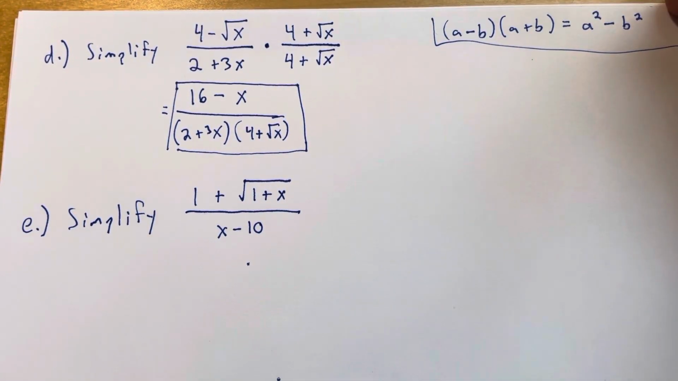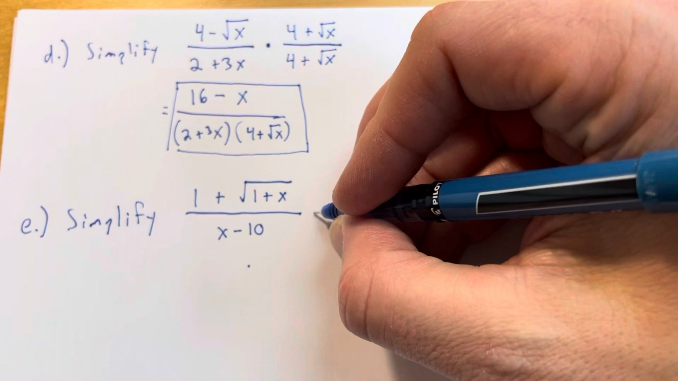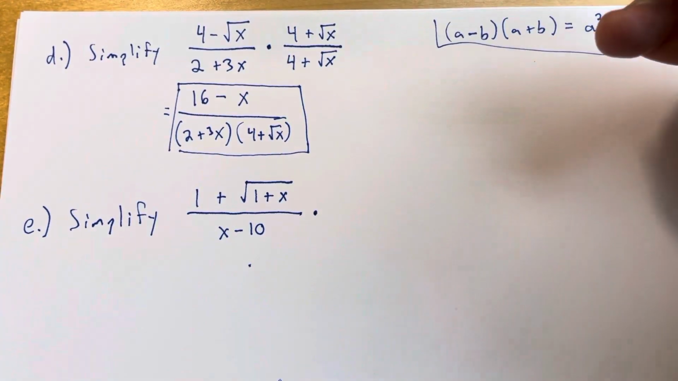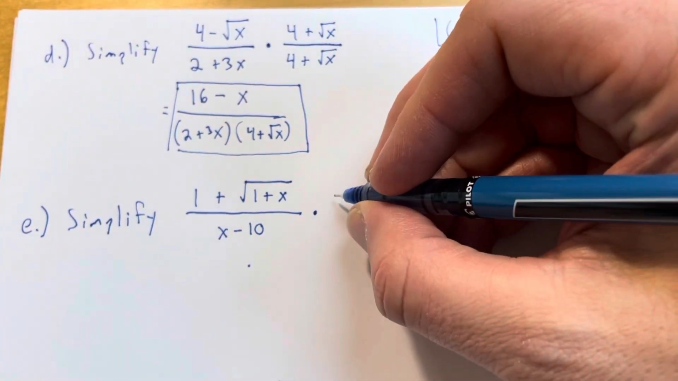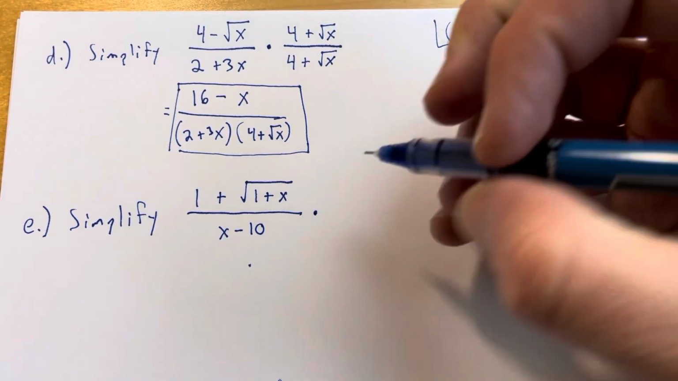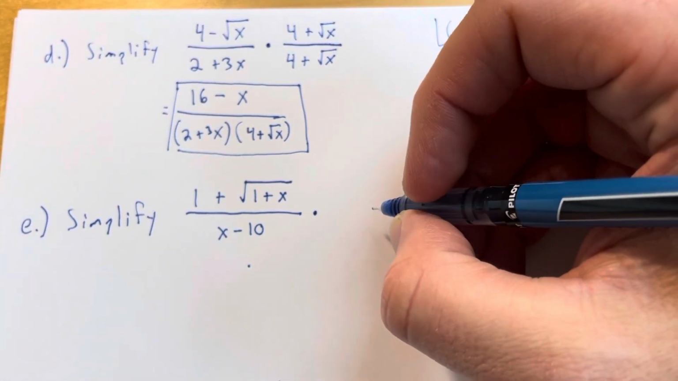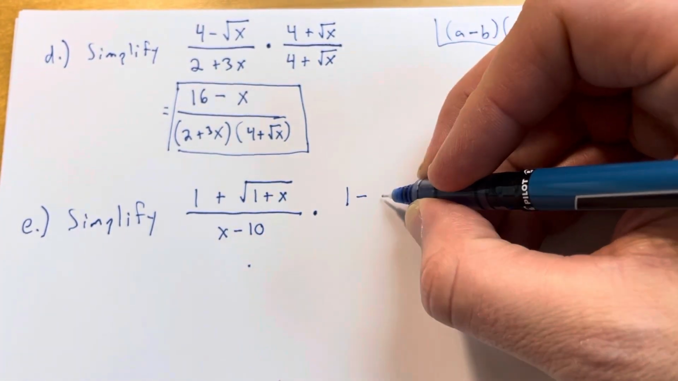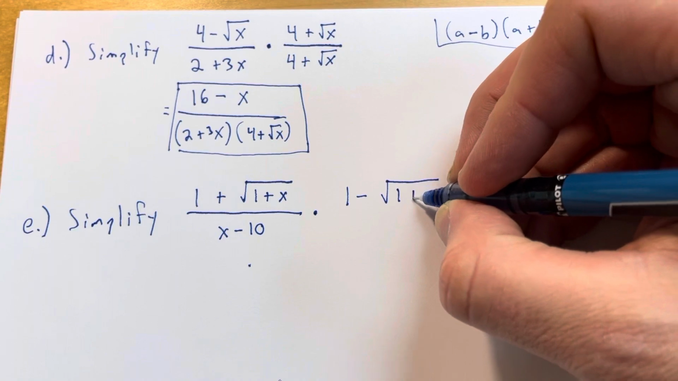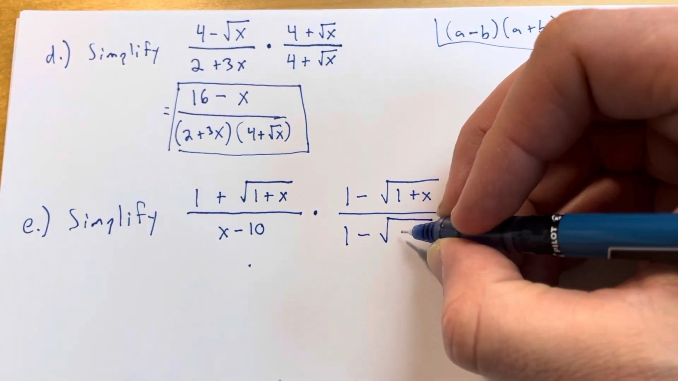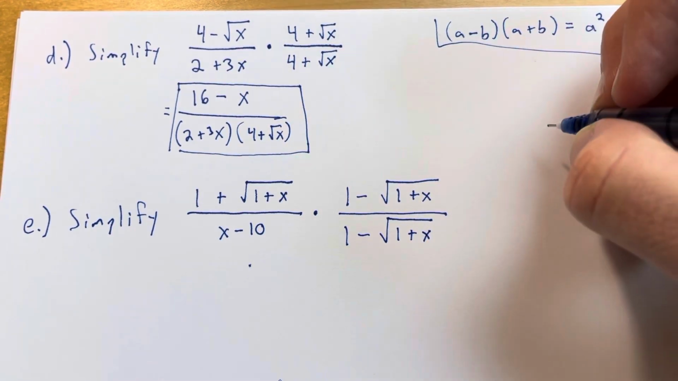Okay, and this is the same idea. We want to multiply this by something that's equal to 1, but would, in that process, eliminate the radical appearing in my numerator. So that's going to be the same technique. I want to look at the thing that has the radical in it, multiply by the conjugate of that thing. So that's just taking this plus and replacing it with a minus. 1 minus the square root of 1 plus x over 1 minus the square root of 1 plus x.